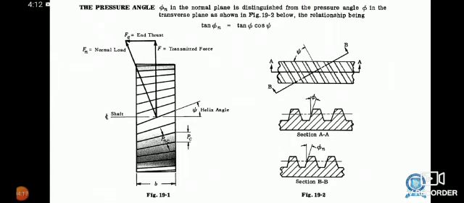The pressure angle phi n in the normal plane is distinguished from the pressure angle phi in the transverse plane, as shown in figure 19.2. The relationship is tan phi n equal to tan phi cos psi.